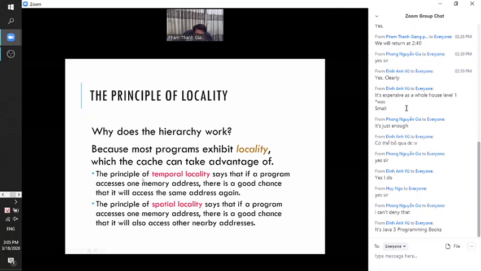The principle of temporal locality says that if a program accesses one memory address, there is a good chance that it will access the same address again. And the principle of spatial locality says that if a program accesses one memory address, there is a good chance that it will also access other nearby addresses. That is the idea behind designing the cache.